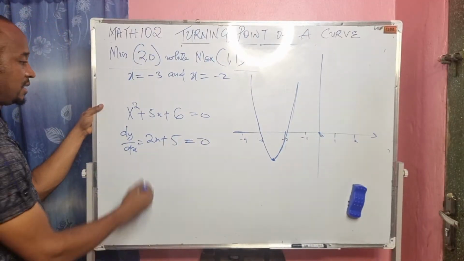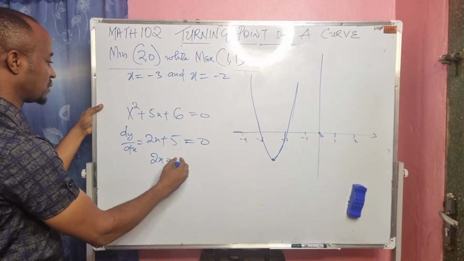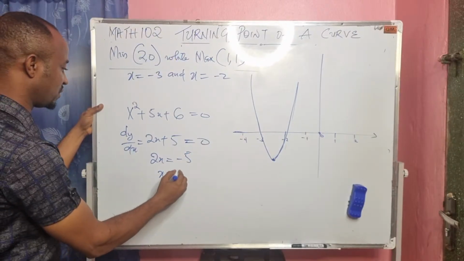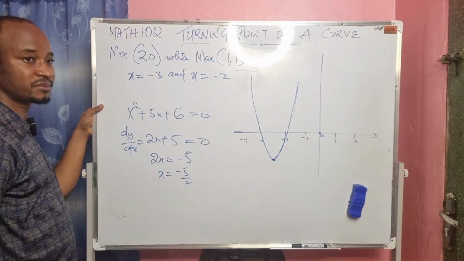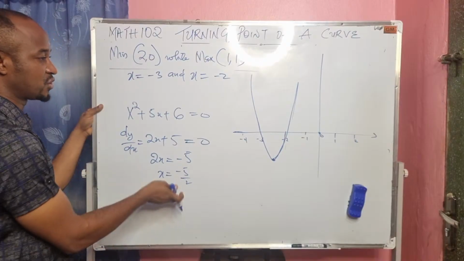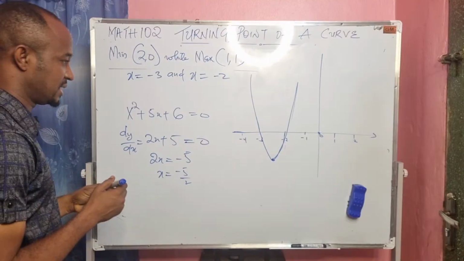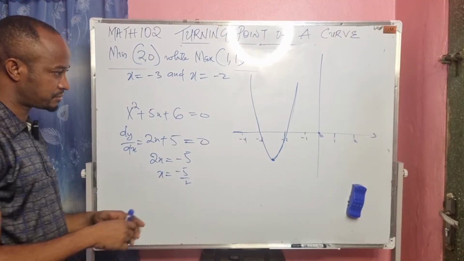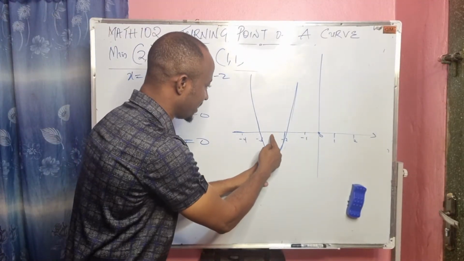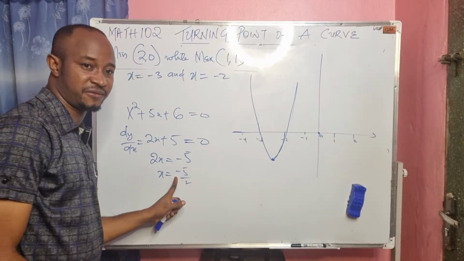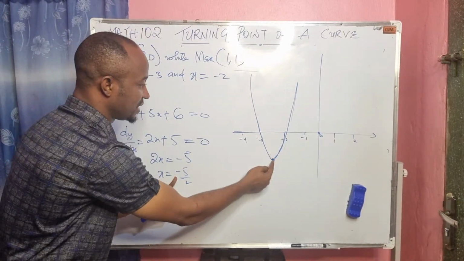Is that clear? That means my 2x is equal to what? Minus 5. x is equal to minus 5 over 2. This is about minus 2.5. Is that clear? What do you notice here? The value of x is just somewhere here. Minus 2.5 is just sitting close to here.